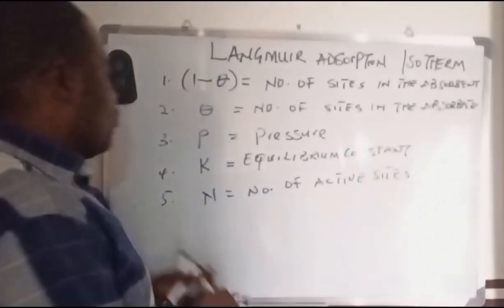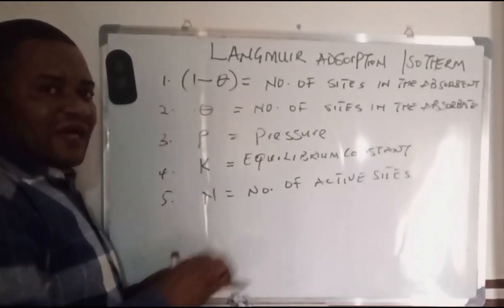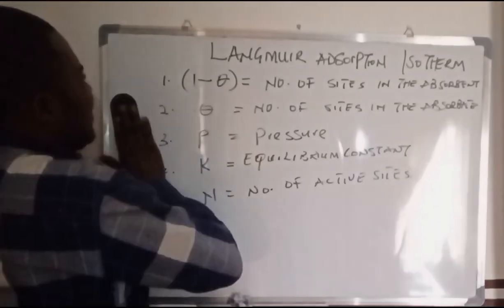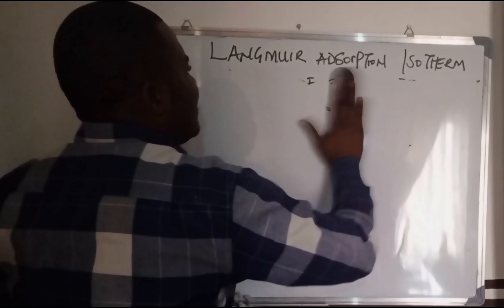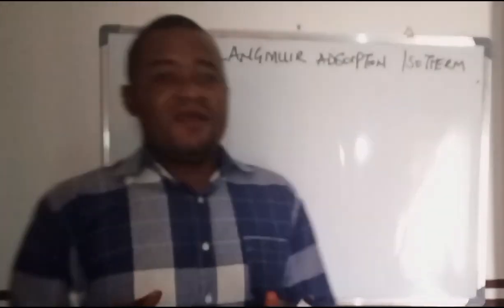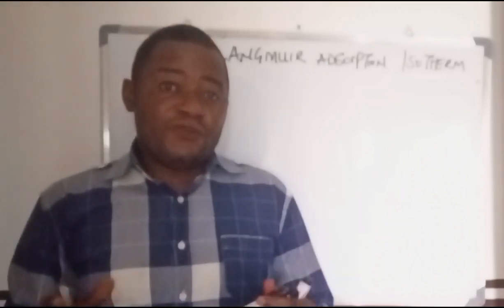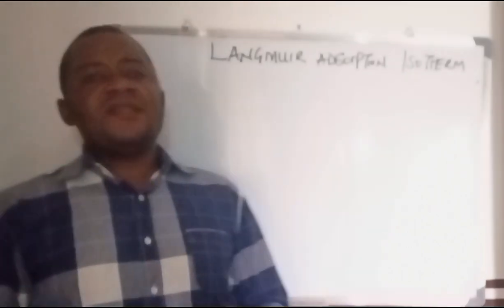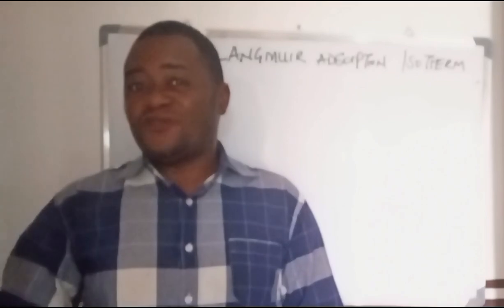Now, if we know these, we can put them into an equation that will allow us to derive it. There are two equations we must consider. The first is the rate of adsorption, and the next is the rate of desorption. That is because in the Langmuir adsorption isotherm, the rate of adsorption is equal to the rate of desorption.